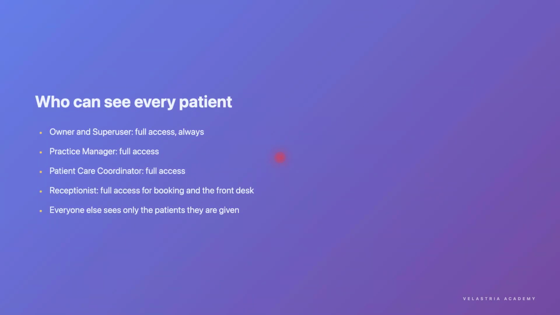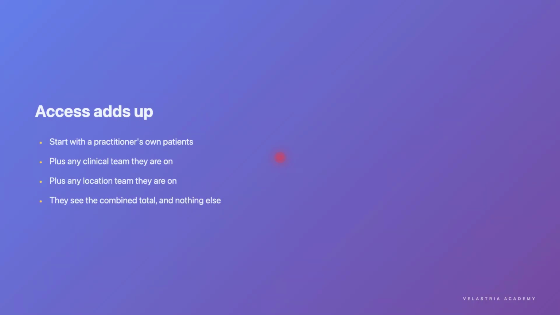So before we touch a single button, remember the people who always see everyone. The owner, anyone marked as a super user, the practice manager, your patient care coordinators, and reception. They all have full access by design. Everybody else only sees the patients you give them. And here's the rule that ties it together. Access adds up. A practitioner starts with their own patients. Add any clinical teams they belong to. Add any location teams they belong to. A person sees the combined total of all of those, and nothing else. If any one of them grants access, they're in.